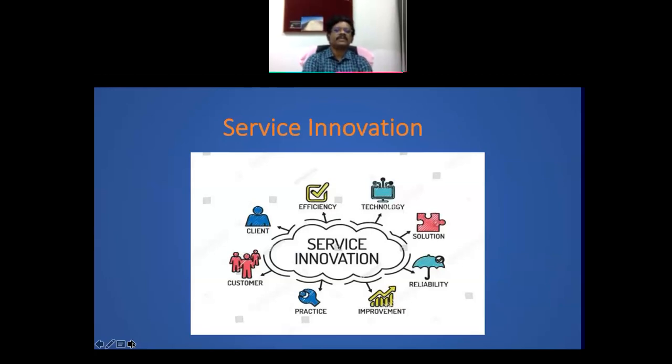At the same time, you can see service innovation, like efficiency, technology, solutions, reliability and improvement, and practices with customers and clients. In all these respects, you can see the services. For example, electricians, plumbers, and there are many services, or even a TV mechanic, or a computer mechanic. You'll find that in all these services, we can come out with a new idea.